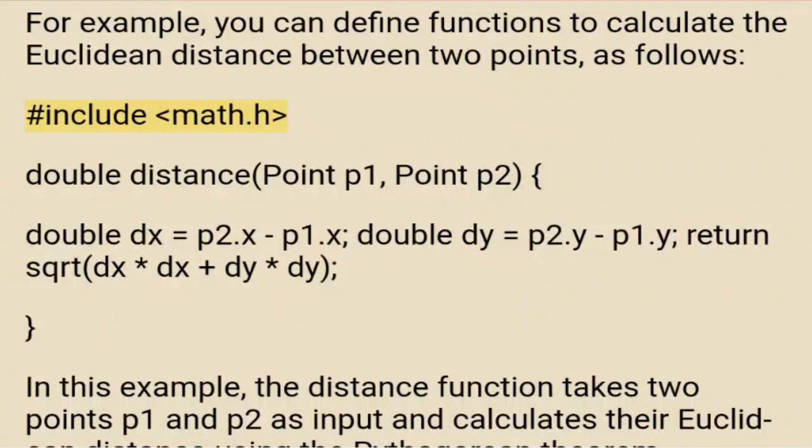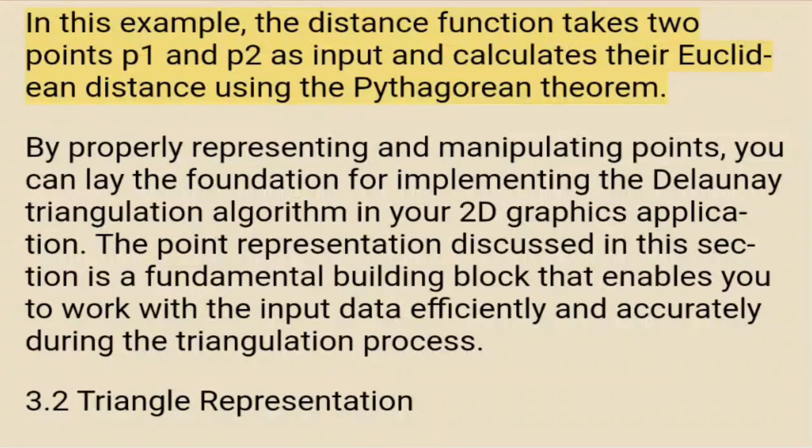#include <math.h>. double distance(Point P1, Point P2) { double dx = P2.x - P1.x; double dy = P2.y - P1.y; return sqrt(dx * dx + dy * dy); }. In this example, the distance function takes 2 points P1 and P2 as input and calculates their Euclidean distance using the Pythagorean theorem.